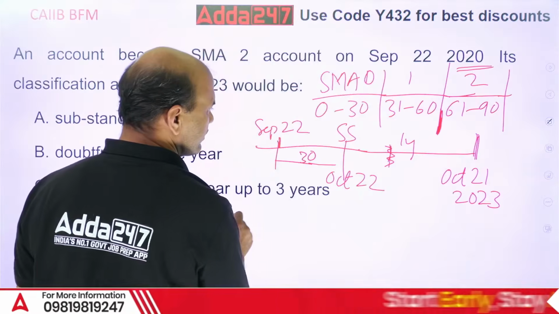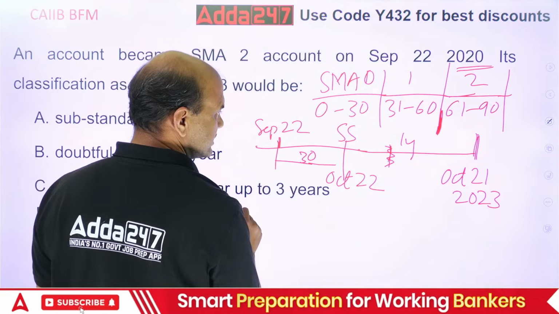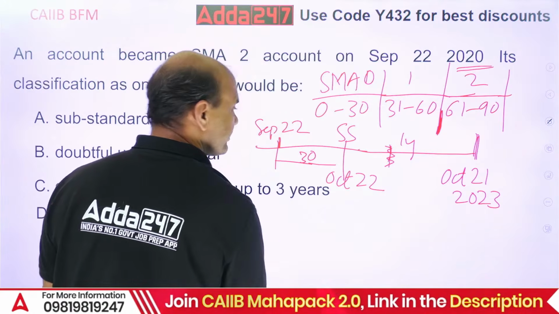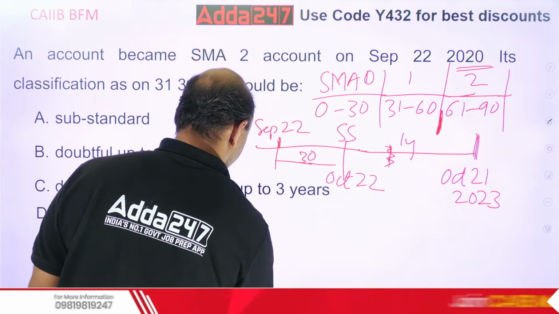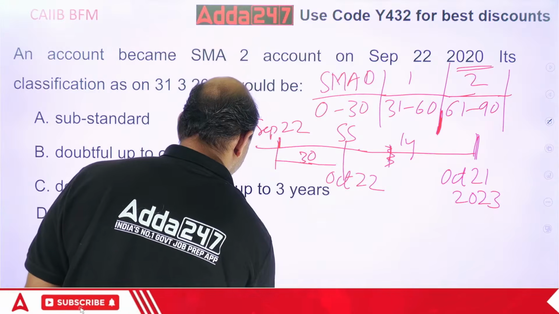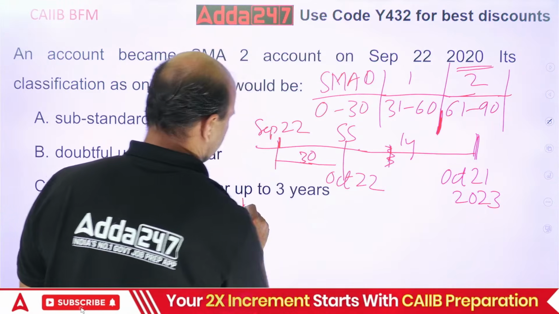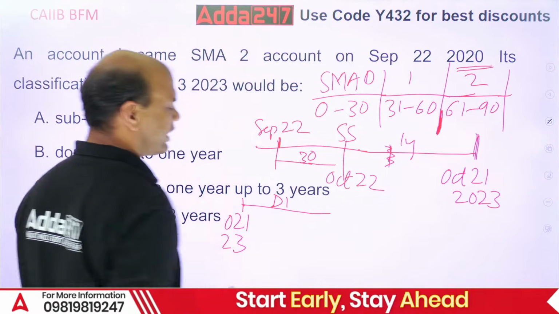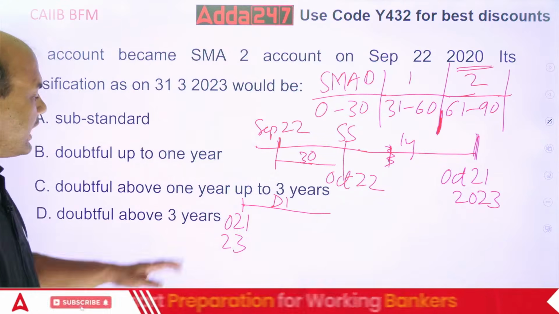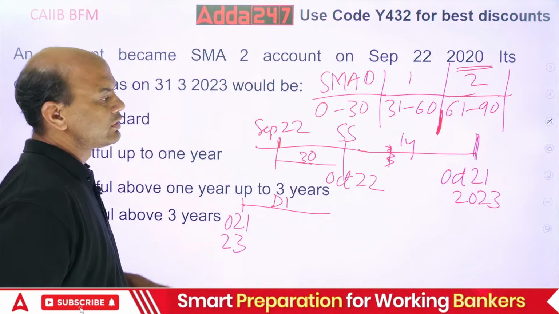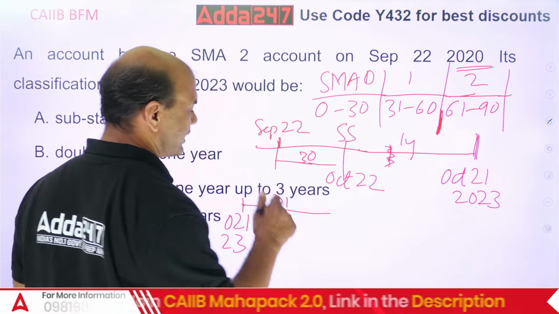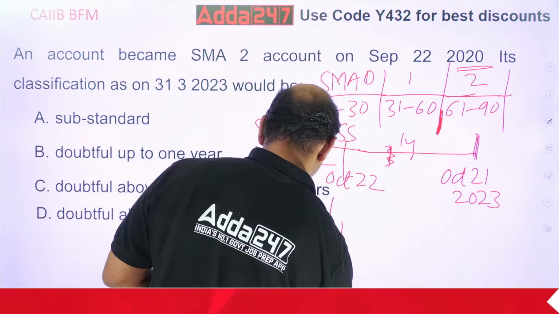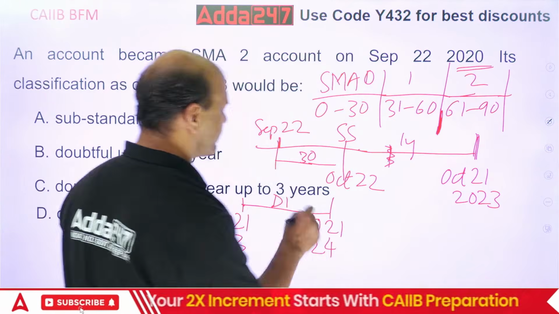From here, it will go now to doubtful one. So, October 21, 23, it will start now. Doubtful one category. So, it will be D1 for again 1 year. So, next is October 22, it will start, and again October 21, 2024, it will be in doubtful one category.